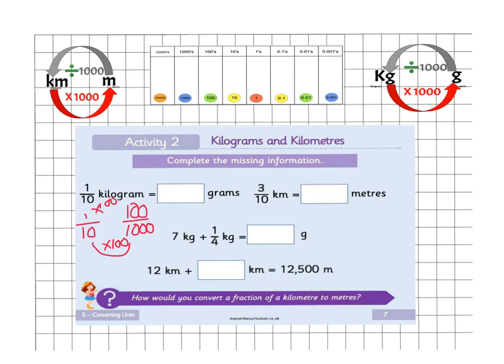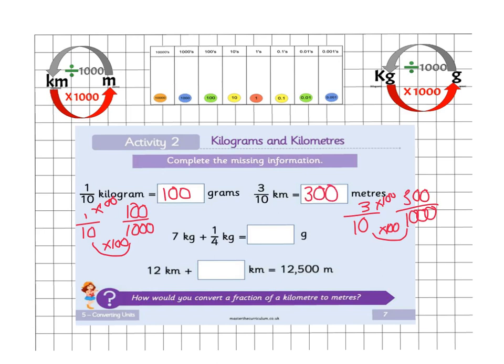Okay, so 1/10 per kilogram is the same as 100 over 1000 grams. So the same as 100 grams. Okay, the same here, 3/10 of a kilometer into meters. Okay, so again, I know that there are 1000 meters in a kilometer. So again, I have to times by 100 to make an equivalent fraction, times my numerator, and I would get 300 meters.